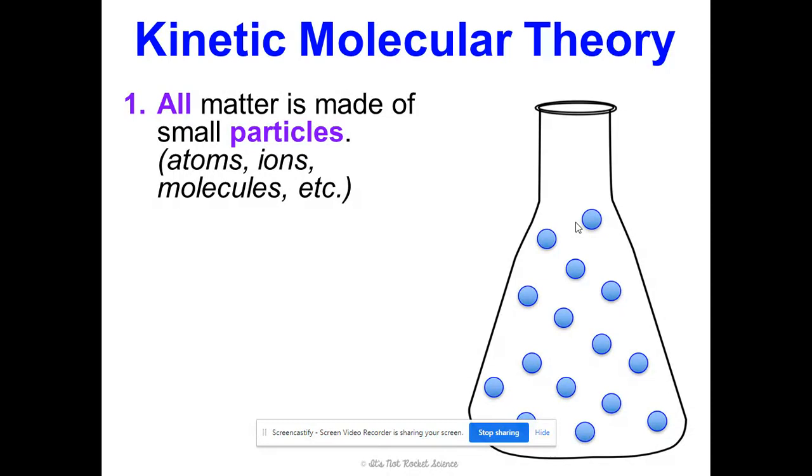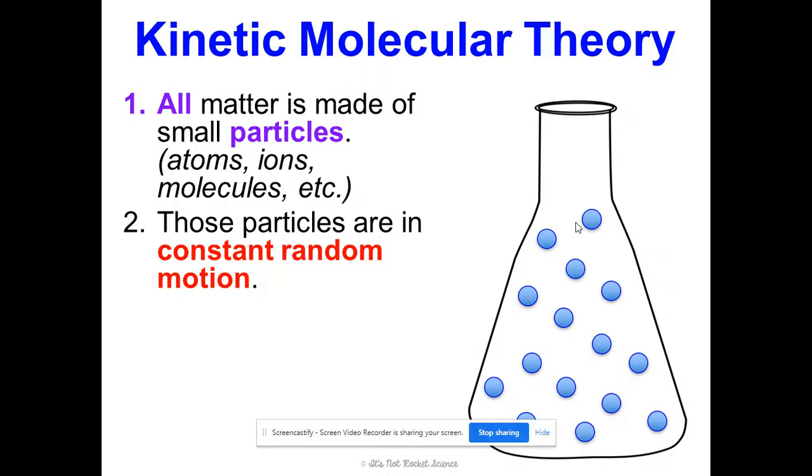So all matter is made of small particles, either atoms or ions or molecules. Atoms would be single elements, like iron or gold or helium or hydrogen. Ions, as we'll get to know, are molecules that have charges to them. And then molecules would be like H2O, CO2. We know that they can be made up of either of those. So all matter is made up of small particles. And those particles, a lot of times you will draw as just circles, just like we see in the picture off to the side there. Those particles are in constant random motion.